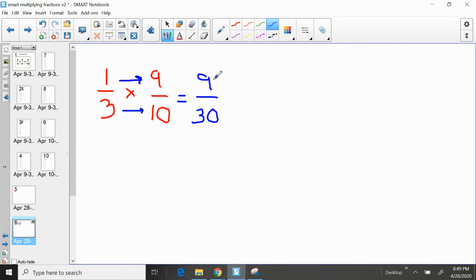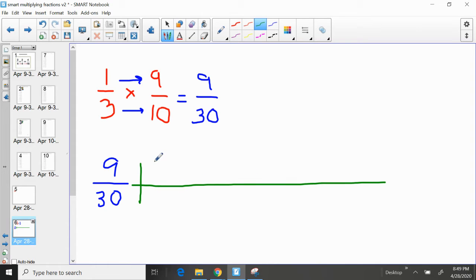Now, 9 over 30 is not in lowest terms. So what I want to do is take 9 over 30 and find the greatest common factor. Remember when we did that earlier in the year. We found all the factors of 9.